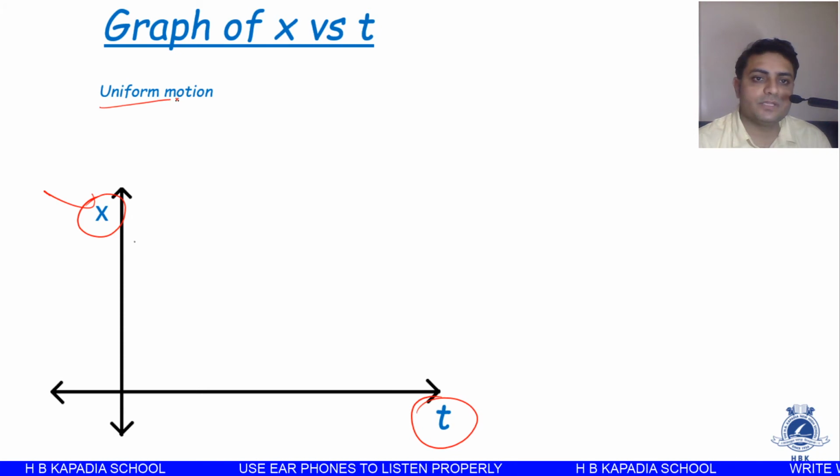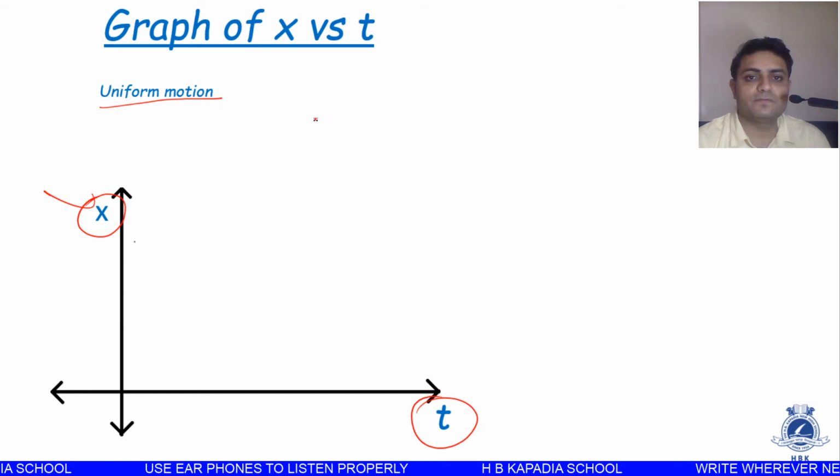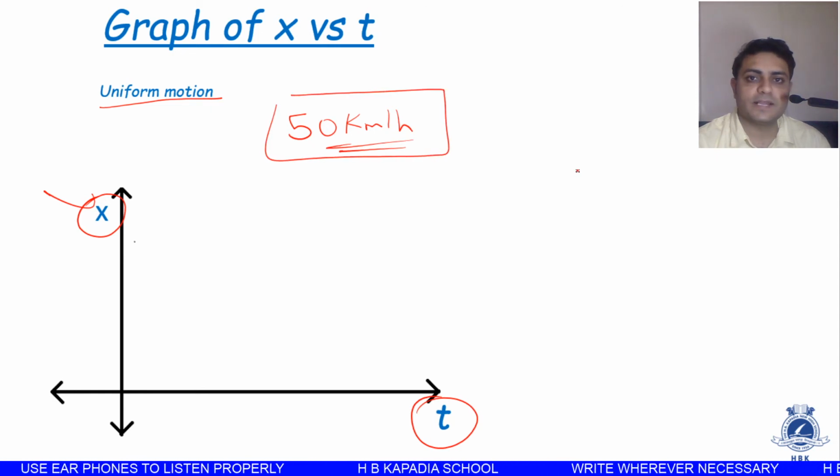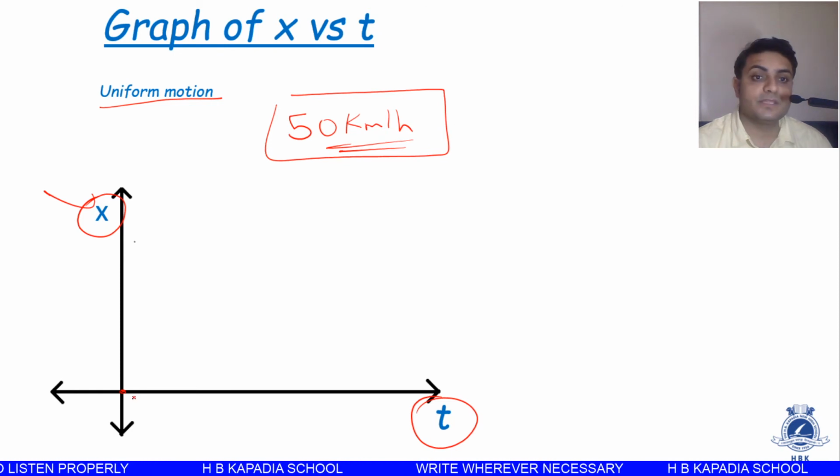If it is a uniform motion, it means imagine you are riding a bike with a speed of 50 km per hour. Your speed is 50 km per hour. So in that case, the graph of x versus t will be like this. Initially at time t equal to 0, your velocity will be 0. It's not necessary always 0, but we are considering as if when the time is 0, your position is 0. Position is at 0 and velocity is also 0.